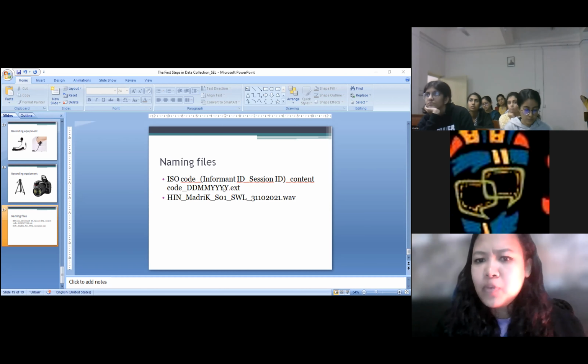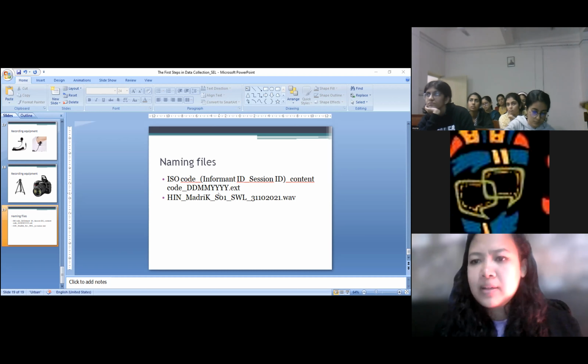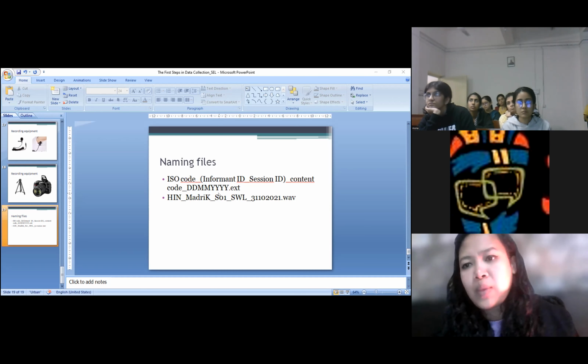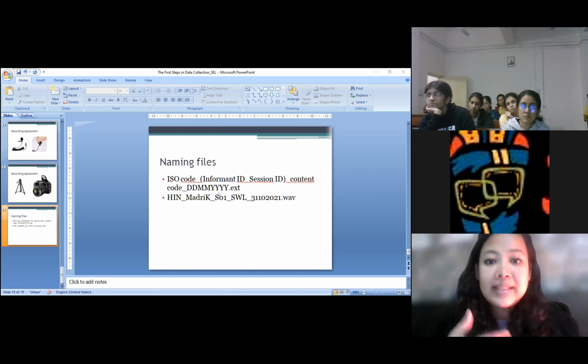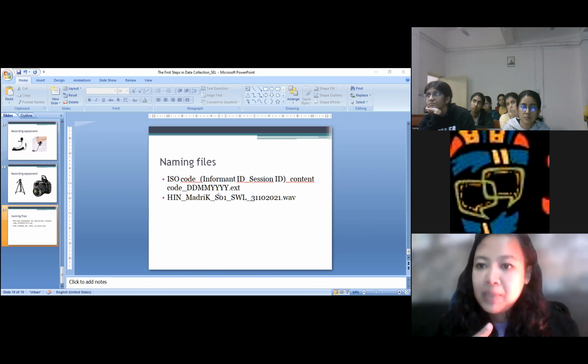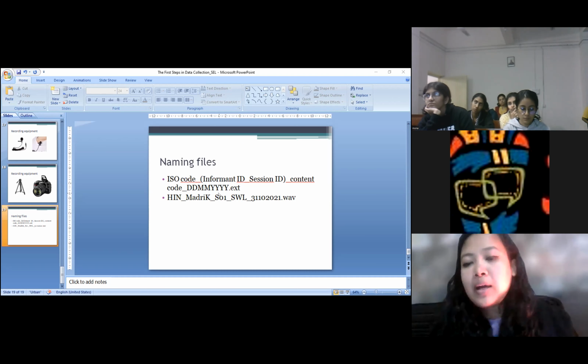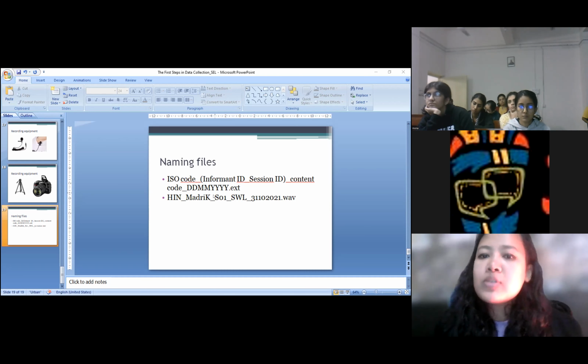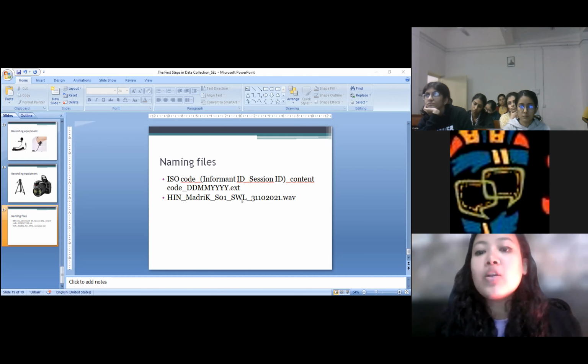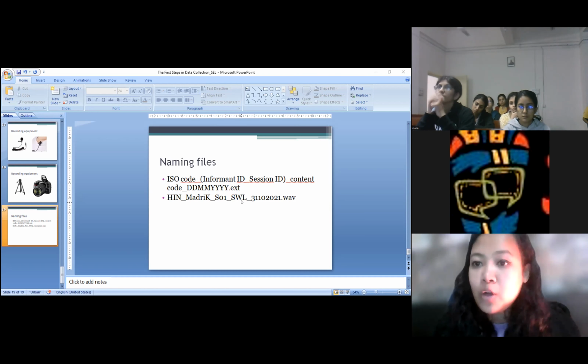Agar aap ye cheez, if you want to get rid of this SO1 session ID aap hatana chahte hain, you can very well remove it as well, because this information is important for me. Main is data ko follow karti hun, because sometimes I work with the same informant on a number of occasions. So session ID aap hata sakte hain, uske baad aap, lekin content ID is very important. What kind of content it is?